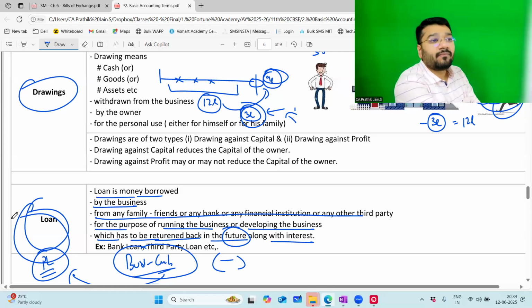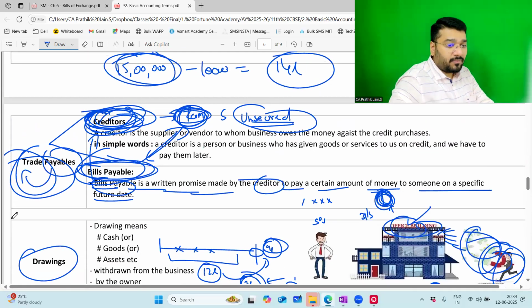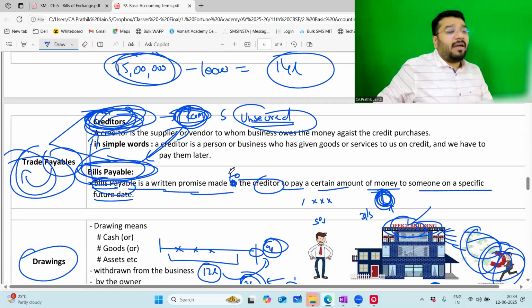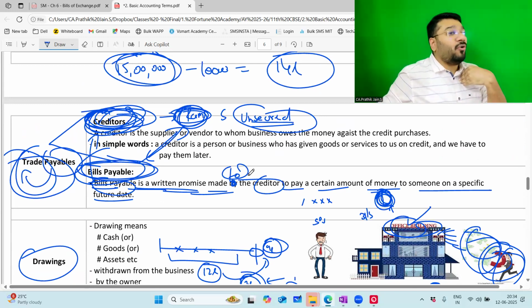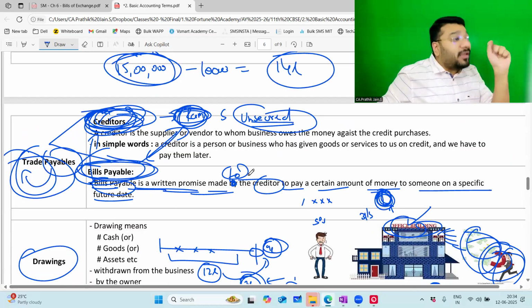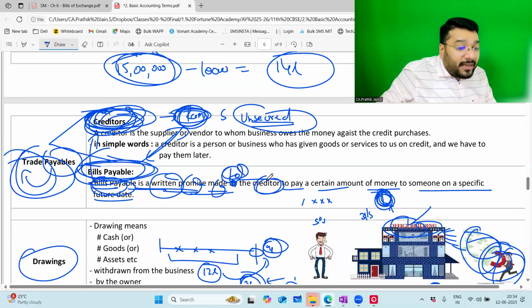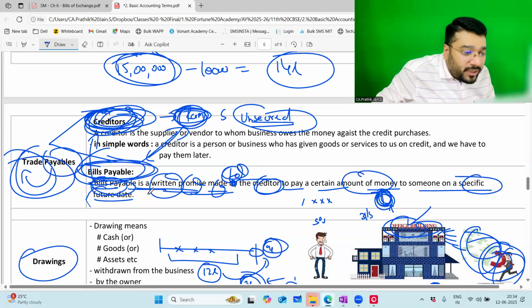Bills payable is a written promise made to the creditor. Sorry, where is it written? Bills payable is a written promise made to the creditor. Who's giving the written promise? We are giving. We got goods on credit from Ram. Ram gave us goods on credit. So who has to pay? We have to pay. So who will give the promise in writing? We have to give. So bills payable is a written promise made to the creditor by the business, saying that I'll pay this much money on a specific future date.